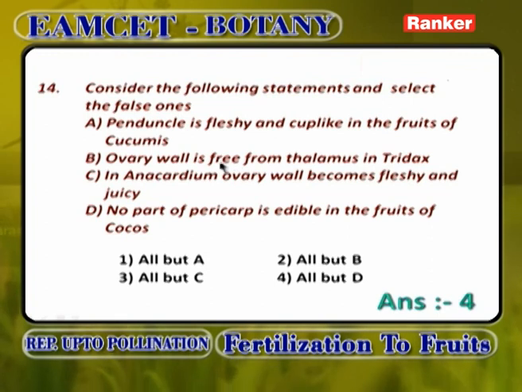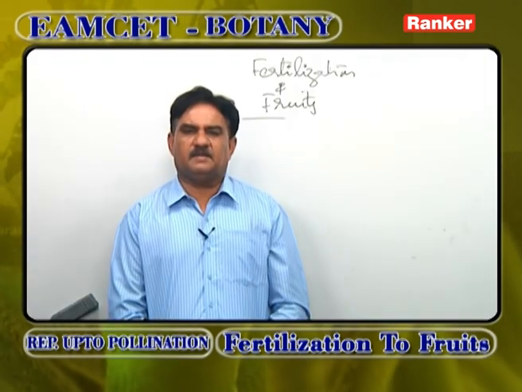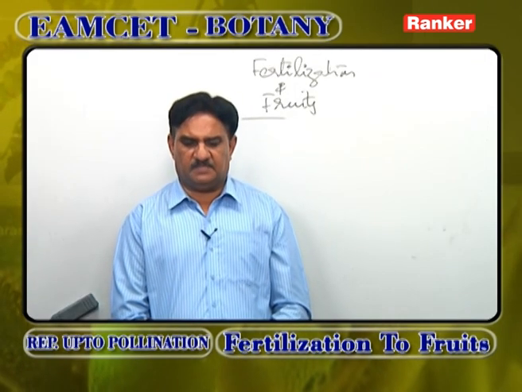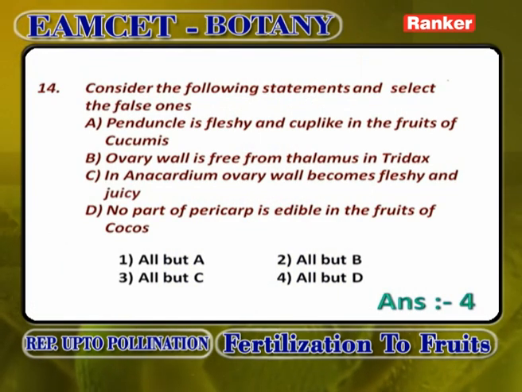Epigynous means the thalamus is a deep cup-like structure. The ovary is present at the center and completely fused with the thalamus. Remaining floral parts are present at the rim of the thalamus. "In Anacardium, ovary wall becomes fleshy and juicy" is wrong. In Anacardium, the peduncle or pedicel becomes juicy and fleshy. That pedicel which has converted into juicy and fleshy is called a false fruit.